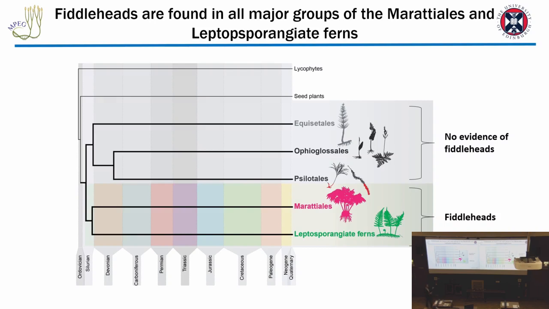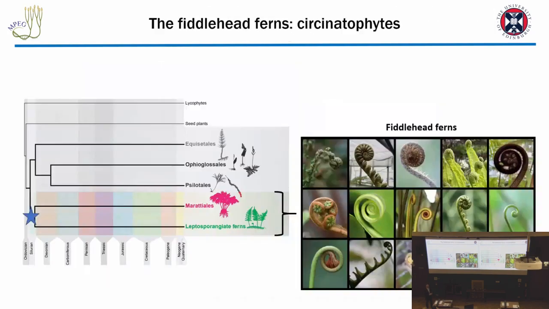And so what we got to do was give it an informal name. We've now grouped these ferns and are terming them the fiddlehead ferns, or the Cercinatophytes. And that's to highlight that we predict that their ancestor, like here, produced a fiddlehead, and this has been a conserved feature of the group the whole way through their evolutionary history. So the first thing is to recognize this as a group, and that then poses the next question, which is, okay, when did these evolve?